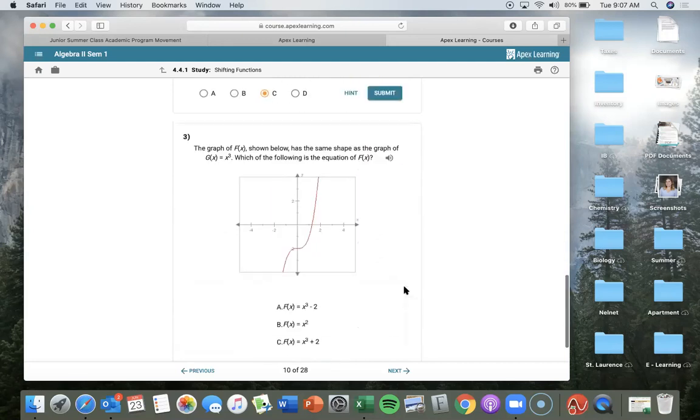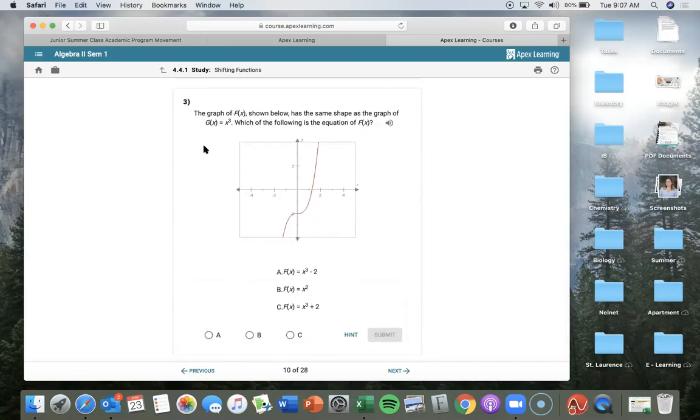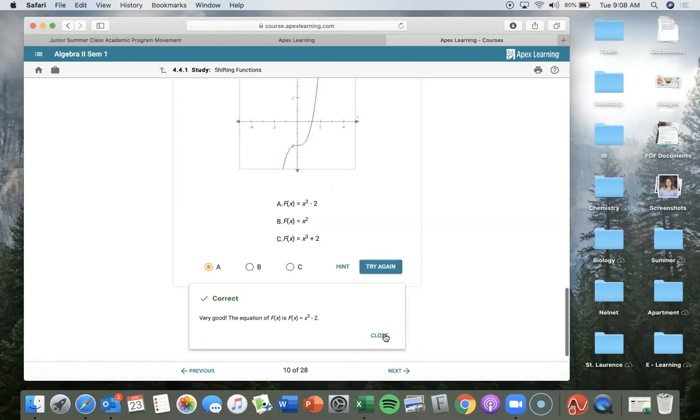This graph here of f of x is our new graph. What it's saying is it has the same shape as our x cubed parent graph. And if we know that x cubed runs through 0, 0 here, you can tell I went down by 2. So I'm going to minus 2.